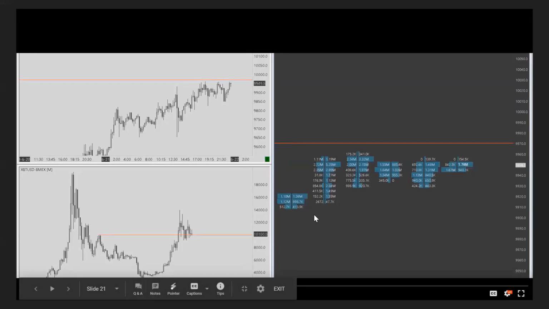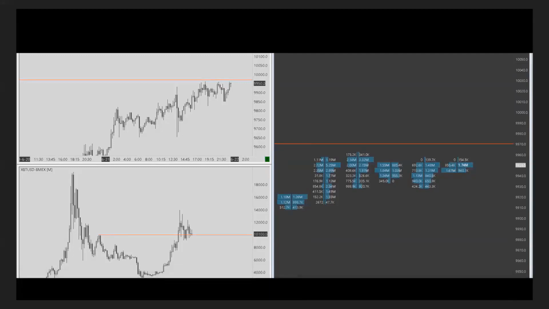And rather than trying to explain what I mean here, I'll just show an example so that you can see exactly what I'm looking for. So this is Bitcoin up at 10K, and note how slow the pace of trade is here, okay?